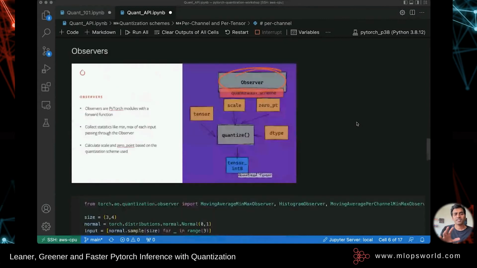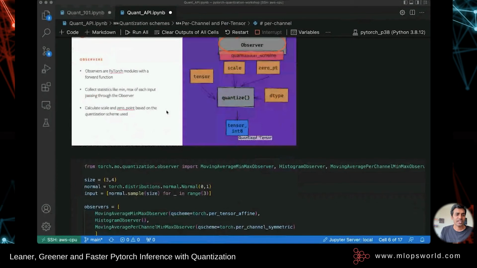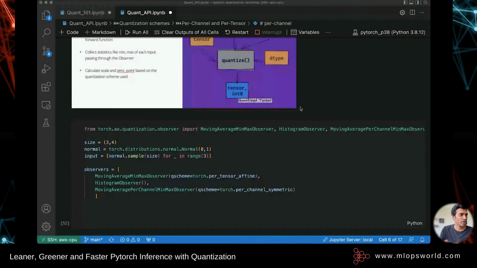And all of that is wrapped in what we call an observer. An observer is also a module in PyTorch. They have a forward function. It just wraps all of this so that you don't have to do it by yourself.